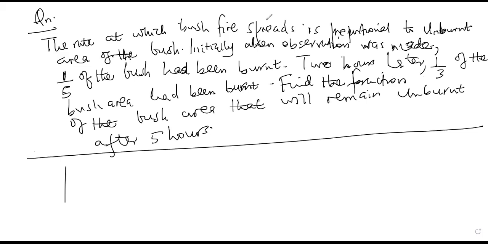Okay, the rate at which the bushfire spreads is proportional to the unburnt area of the bush. Initially, when the observation was made, 1/5 of the bush had burnt. 2 hours later, a third had been burnt. Find the fraction of the bush area that will remain unburnt after 5 hours. It seems tricky. The 2B has the simplest questions. Do this and see if you come up with a half as the fraction.